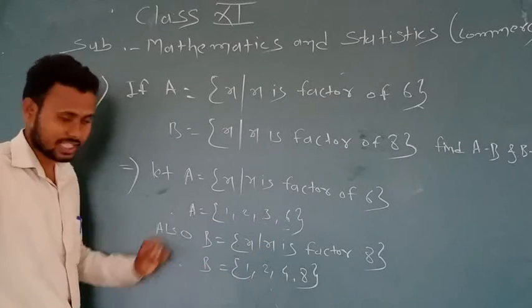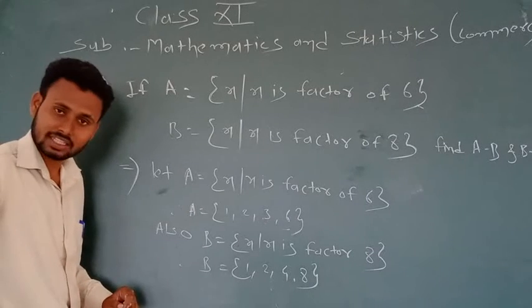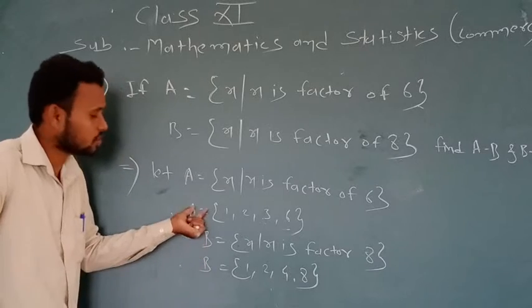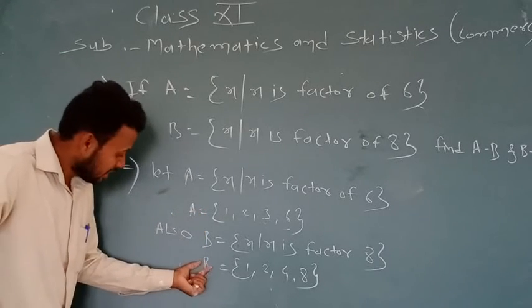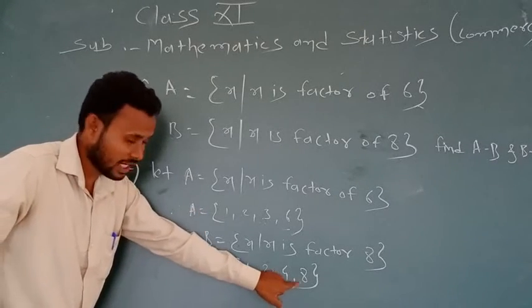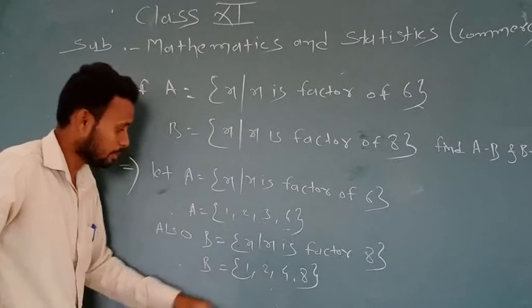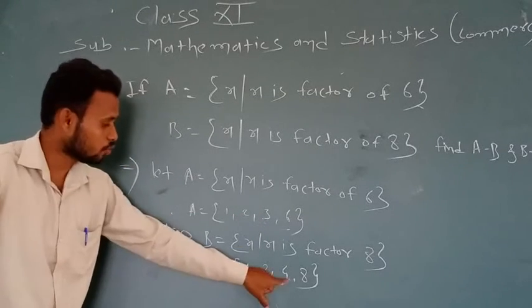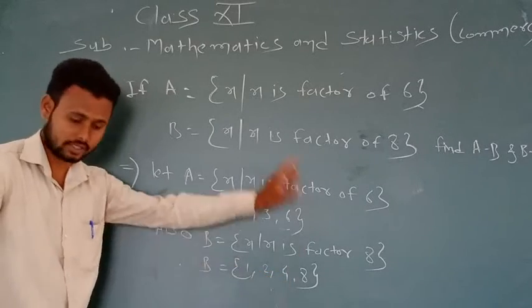Similarly, which elements will come in B minus A? B minus A is the set containing all elements which belong to B but do not belong to A. Here in set B there are 4 and 8. These belong to B but 4 and 8 do not belong to A. Therefore B minus A is equal to the set containing only 4 and 8.